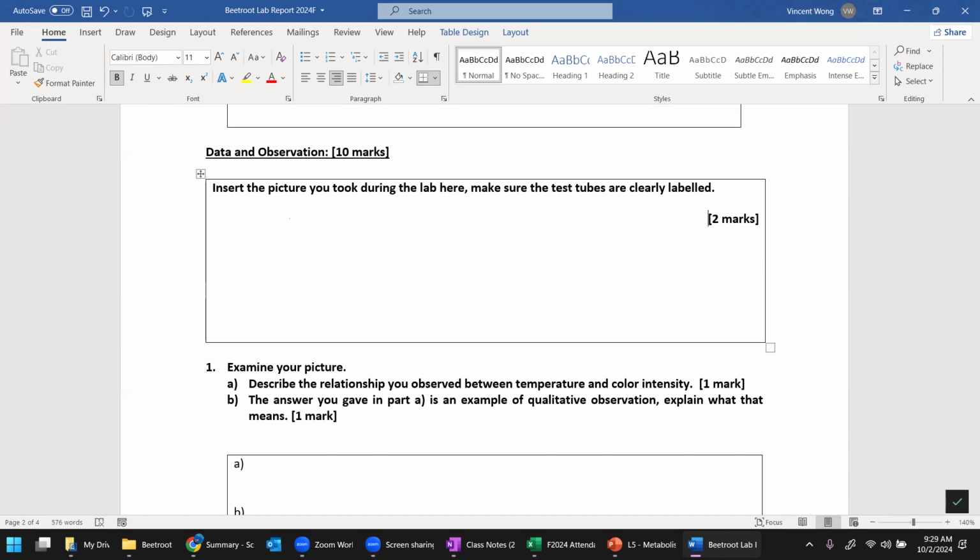Okay. So it asks you to insert the picture you took during the lab here. So at the end, when you have completed your experiment, you need to take one picture of your results, the test tube, basically. Okay, just one. Right? A lot of people document the whole thing and then they end up printing a lot of pictures and putting them in the report. Like you're just wasting ink and money, right, to print them. So just one picture, and it's going to be 2 marks. And you want the picture to be clear so that I can actually see the labels and everything.